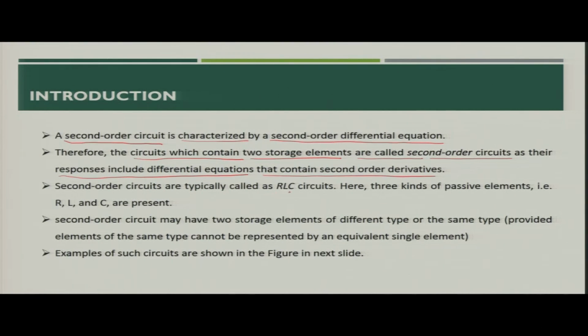Second order circuits can typically be a series RLC circuit or a parallel RLC circuit, or maybe two storage elements of different type or the same type. Same type means the elements can be either two inductors or two capacitors, but these elements cannot be represented by an equivalent single element. In those cases you need to create the governing equations which are second order in nature. Now let us see examples of such circuits.